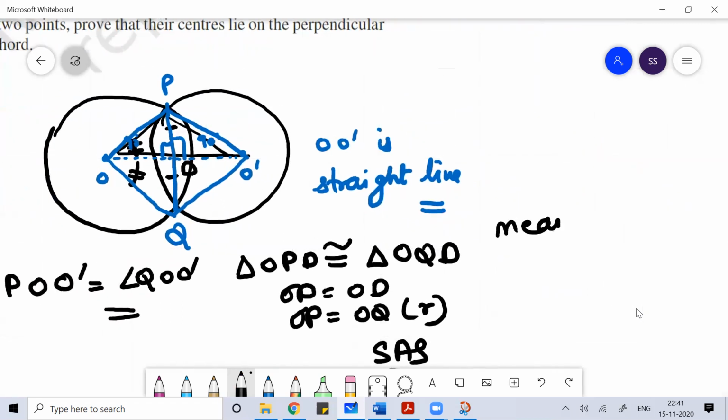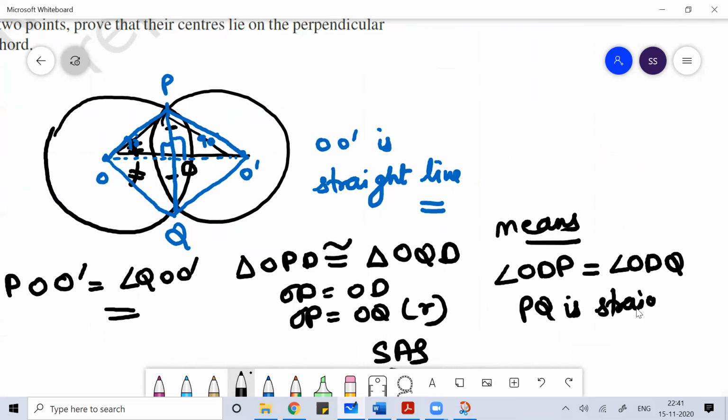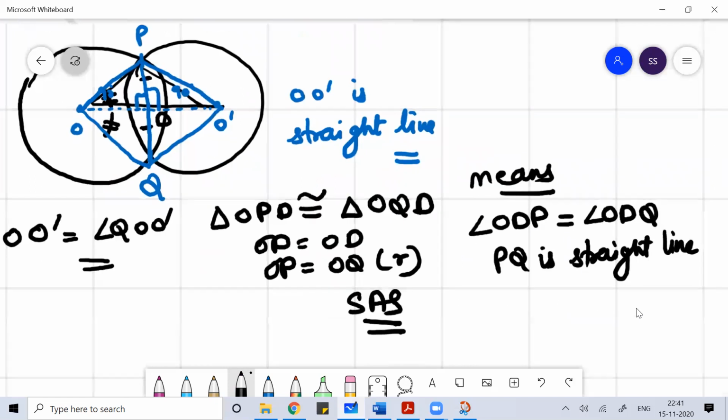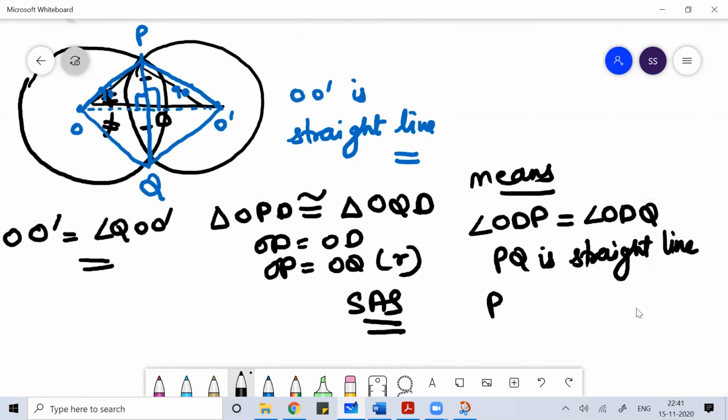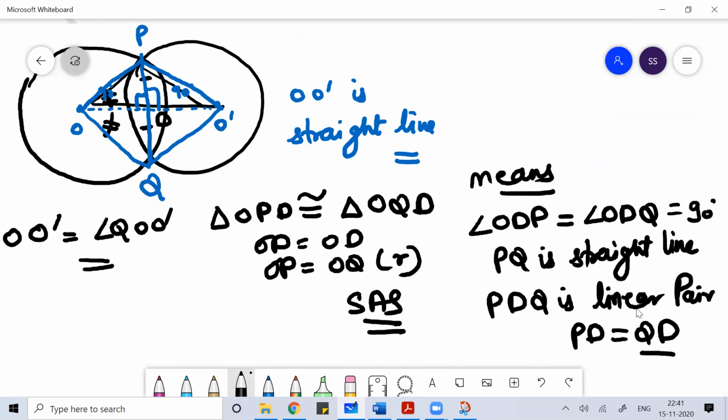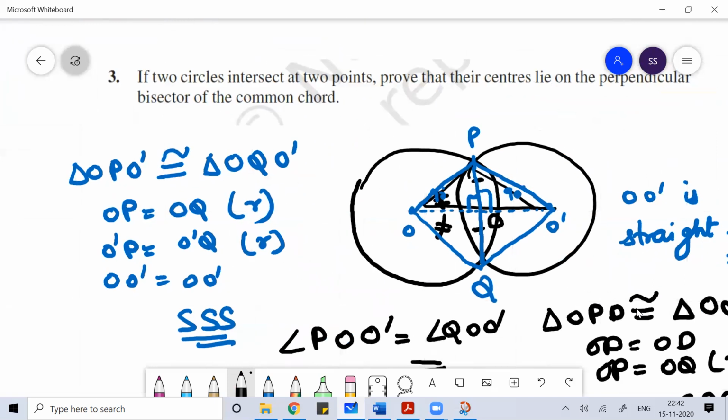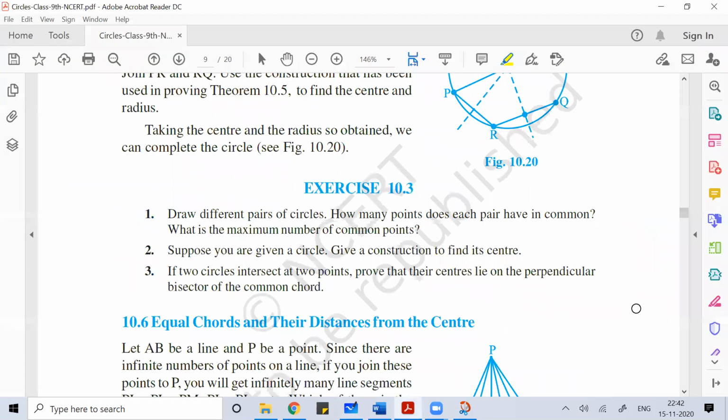This means angle ODP will be equal to angle ODQ. If the angles are equal, and you know that PQ is a straight line, then PDQ is a linear pair. So automatically each angle is 90 degrees. Once each angle is 90 degrees, because the triangles are congruent, PD will be equal to QD. So this is a perpendicular bisector. This is very easy. By many ways you can ultimately prove the same thing.